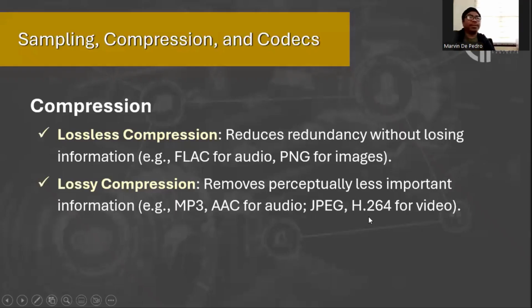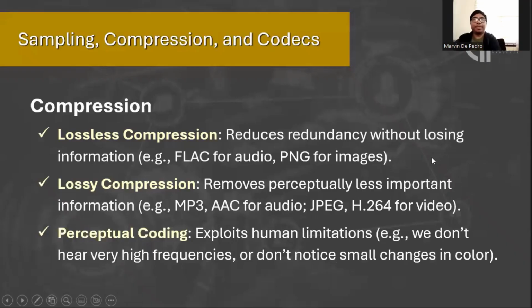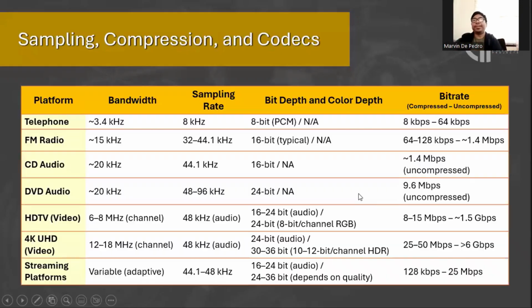Common examples for audio are MP3 and AAC, while for image and video we have JPEG and H.264 for video. Okay, and perceptual coding. This is a special type of compression. It exploits human limitation. For example, if we don't want to hear very high frequency or we don't notice small changes in color, then we can modify our compression technique. There's also such a thing as uncompressed files. They have no compression technique at all.